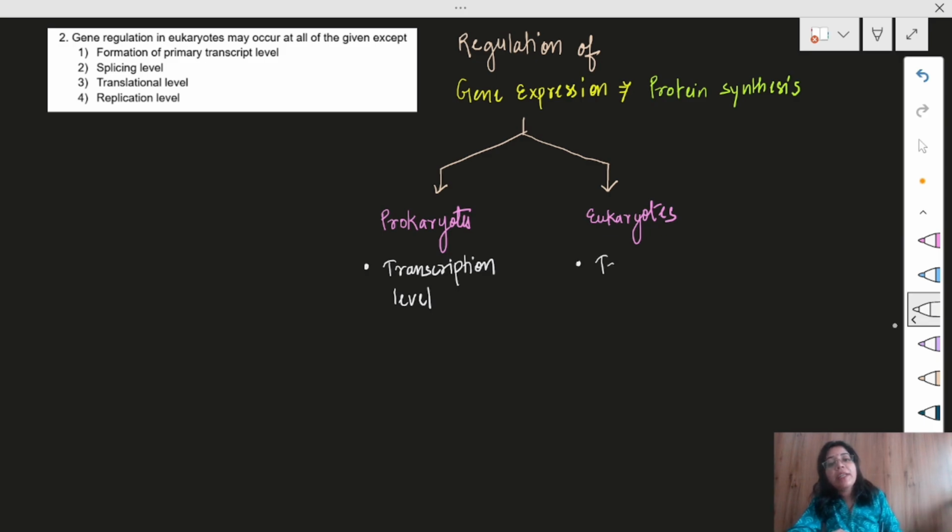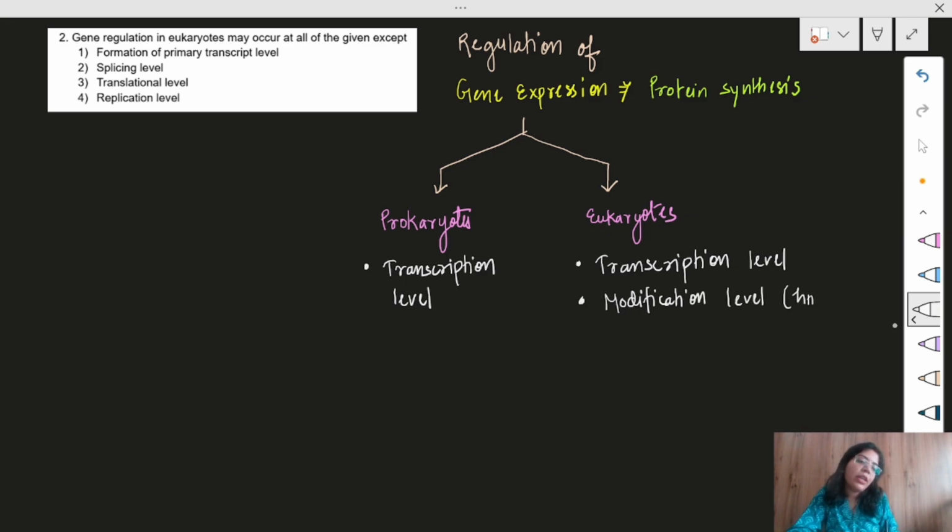But in eukaryotes, it happens at 4 different levels. First level is transcription level. Second level, who will tell me? Modification level. Because we make hnRNA, right? In eukaryotes, we have split gene arrangement. We have introns, exons, everything. So we have 3 types of modifications: splicing, tailing, capping. All 3 must be done. Then only the RNA will be ready to enter the cytoplasm for translation.